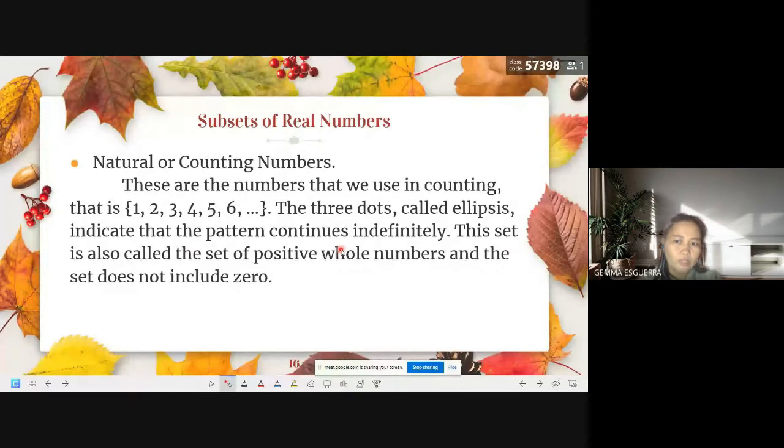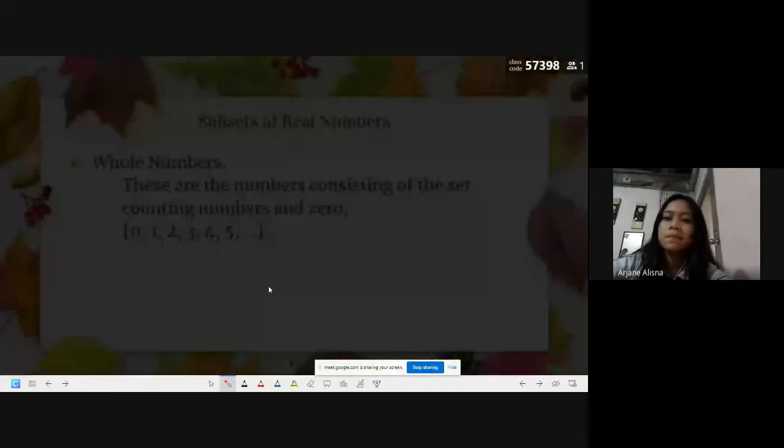The three dots called ellipses indicate that the pattern continues indefinitely kasi hindi po natin alam kung ilan po yung numbers or the counting numbers that we have. This set is also called the set of positive whole numbers and set does not include a zero kasi ang zero po ay hindi po natin kasama sa counting numbers. Hindi naman po tayo nag-start na mag-count from zero. We always start with 1. Okay, can you follow?